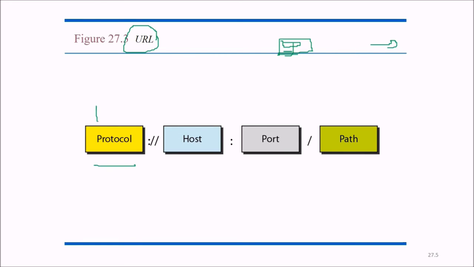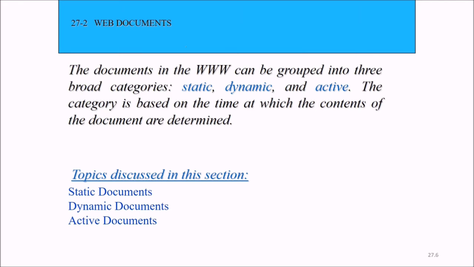For this, you can have a protocol like HTTP or HTTPS. S is for secure. This is followed by a colon and double slash. You have a host, and then with a colon you have a port and then a path. You'll not see numbers here. You'll see something like www.google.com. So it's a name, an English-like representation of some numbers, which are the port and the host. The web documents in the WWW, or World Wide Web, can be grouped into three categories.